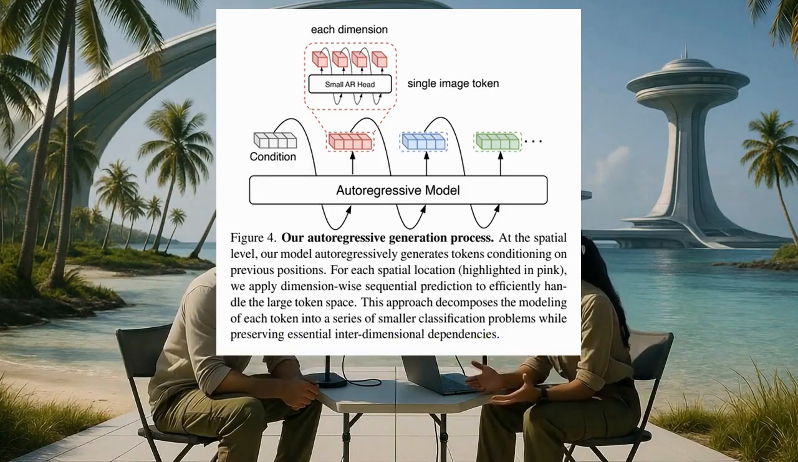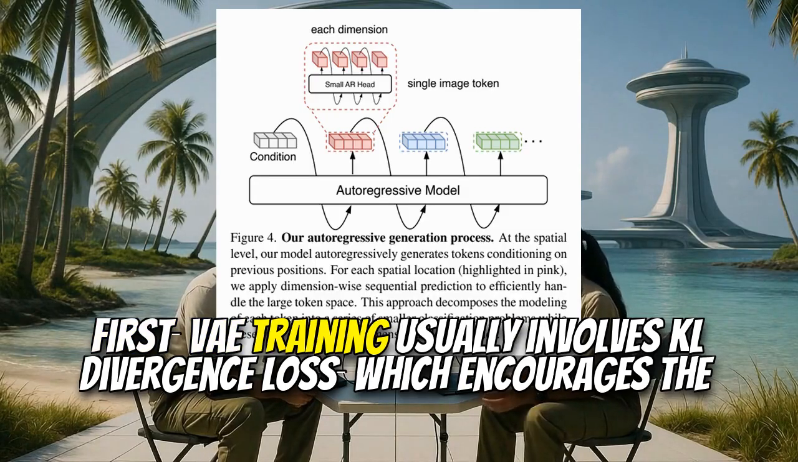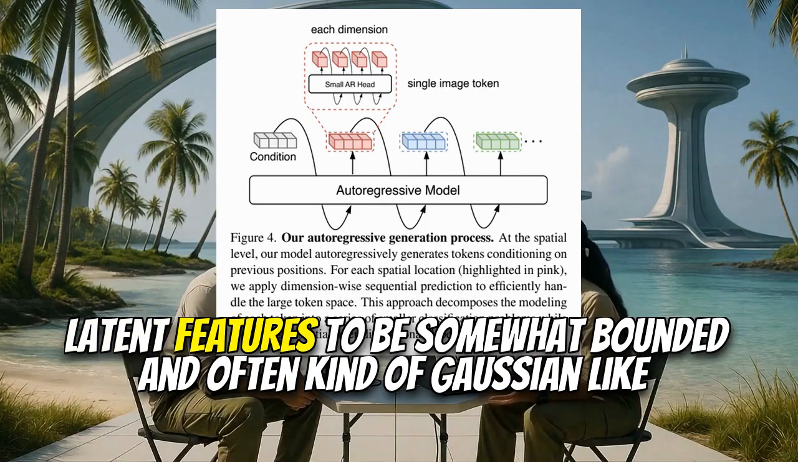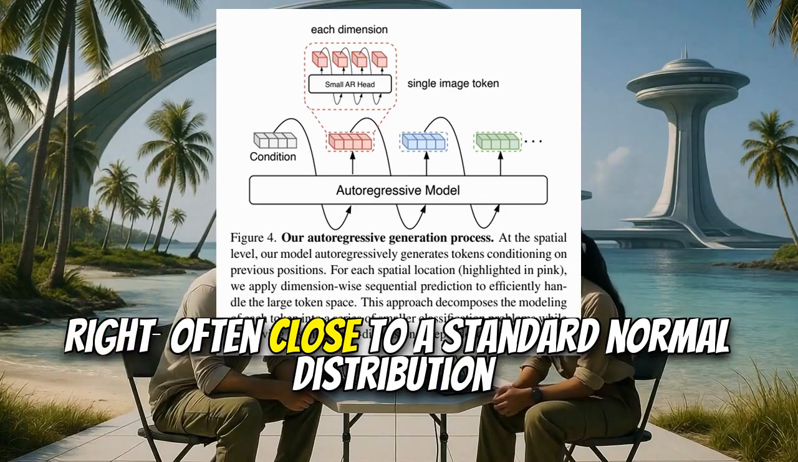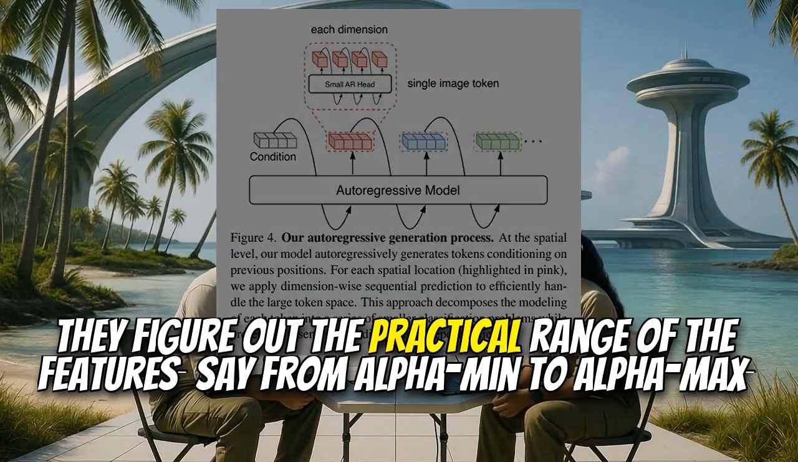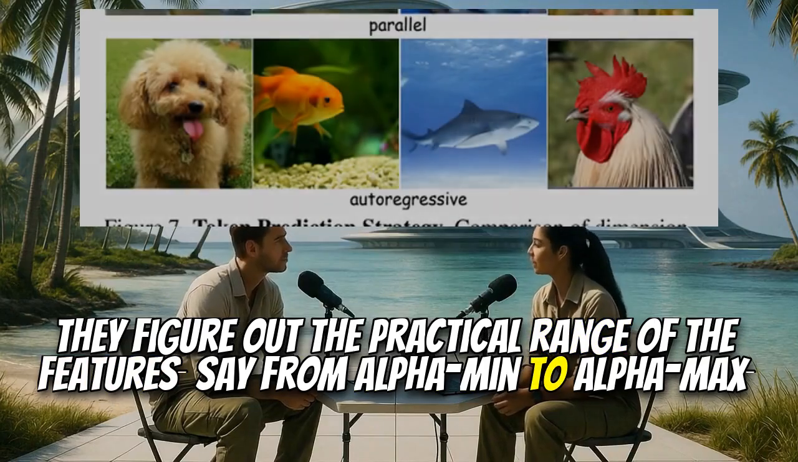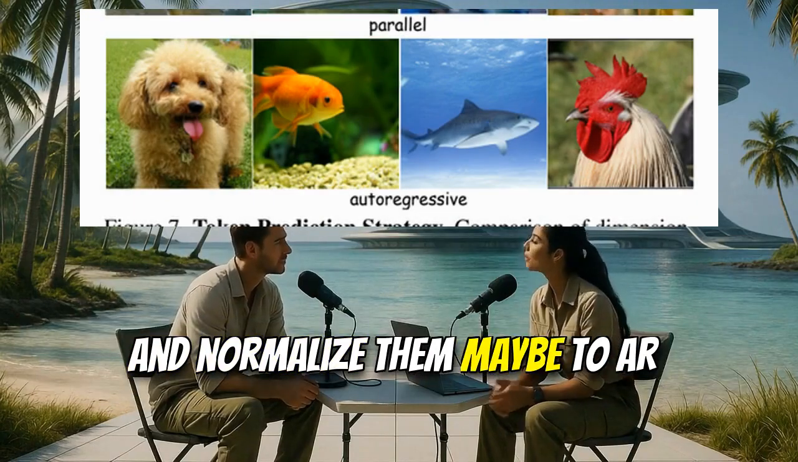Yeah, two key things. First, VAE training usually involves KL divergence loss, which encourages the latent features to be somewhat bounded and often kind of Gaussian-like. Right, often close to a standard normal distribution. So they use that. They figure out the practical range of the features, say from alpha min to alpha max, and normalize them.